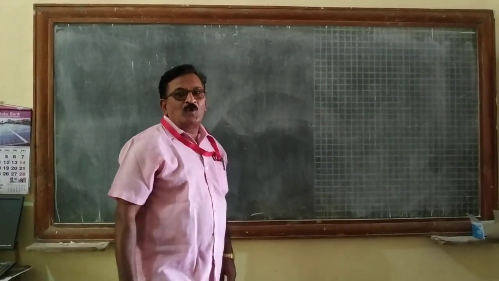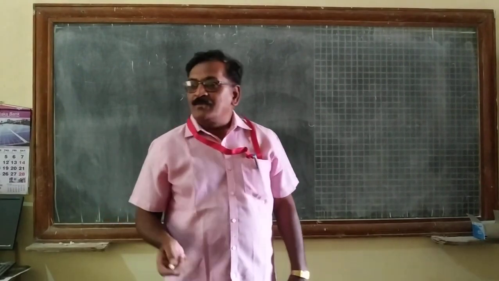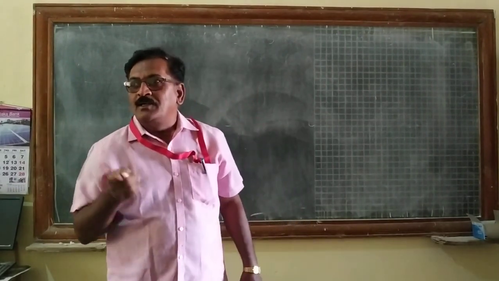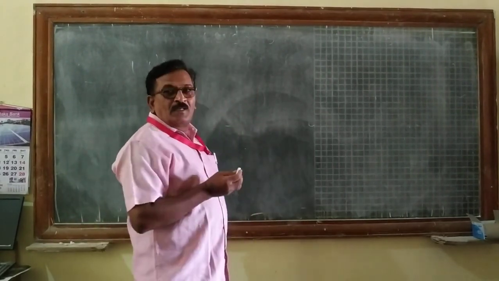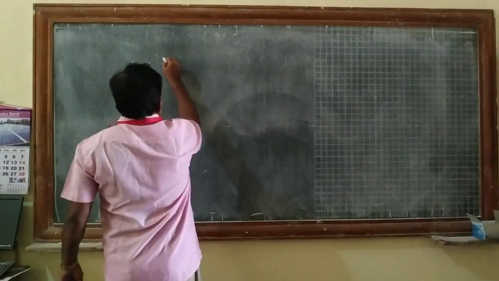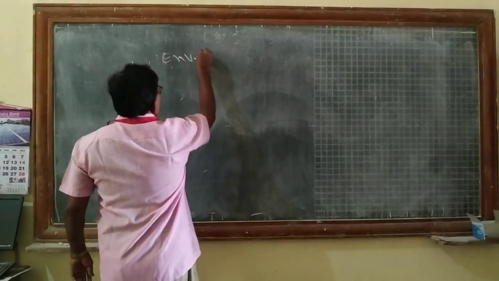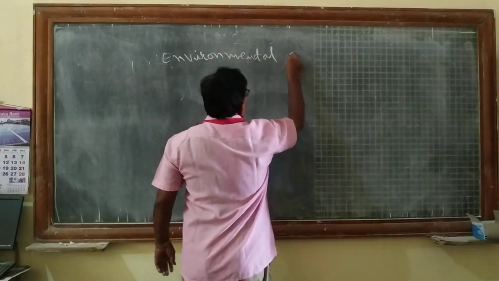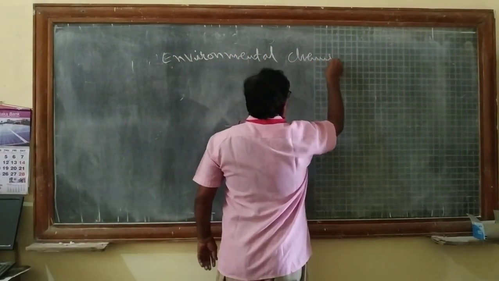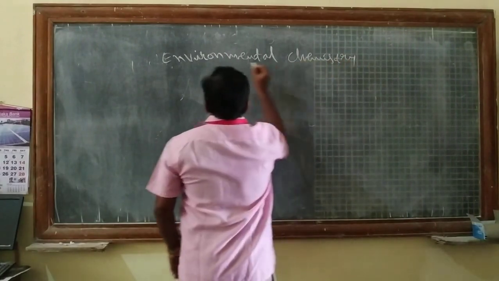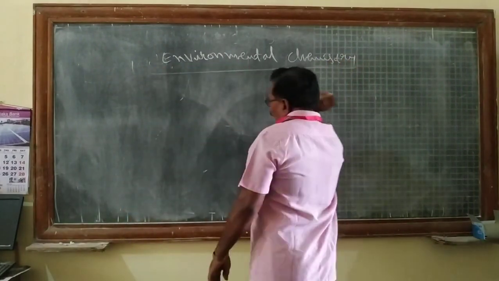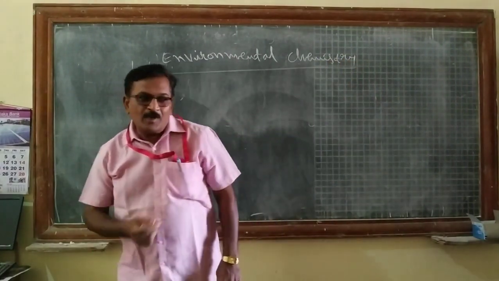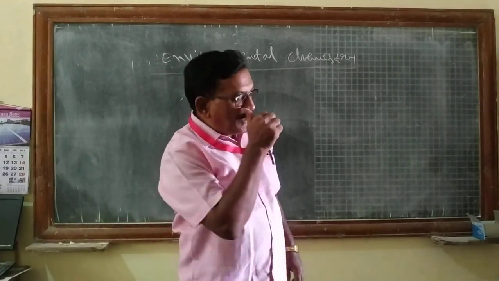Today we will start a new chapter in BSc 6th semester, 6.1. The chapter is environmental chemistry. So, what is the environment? The environment is the surroundings of our earth.